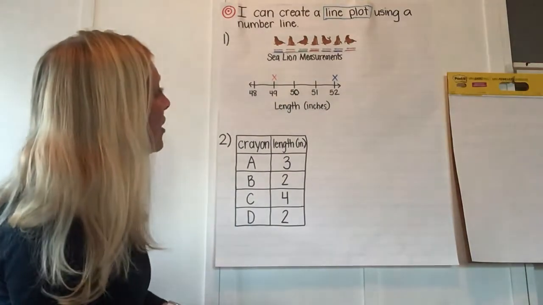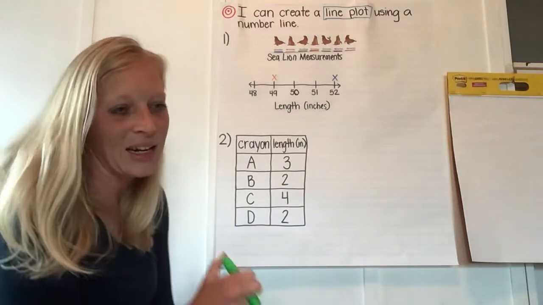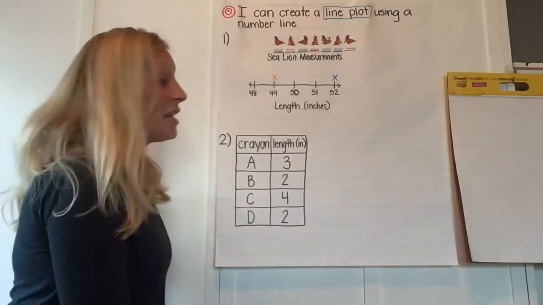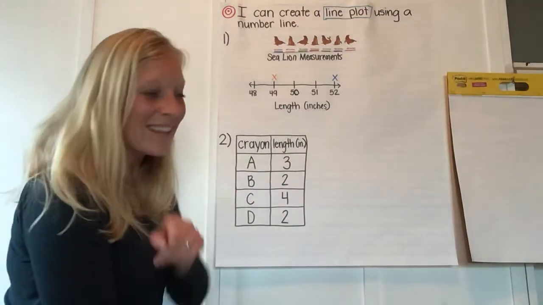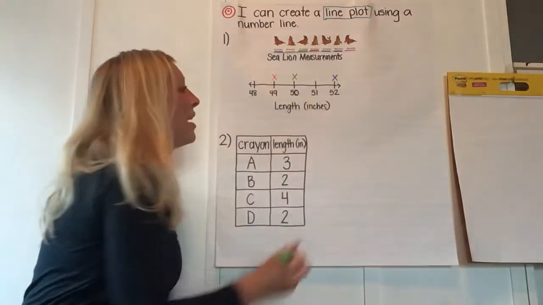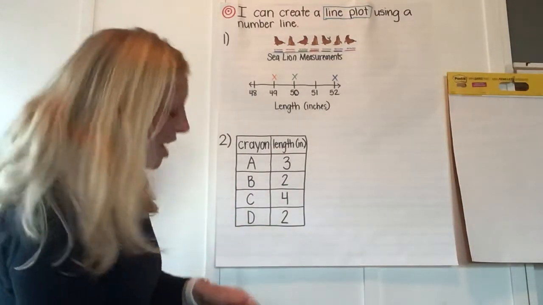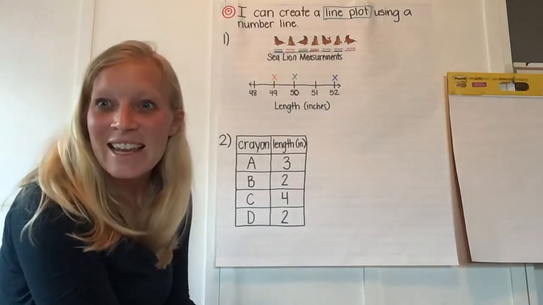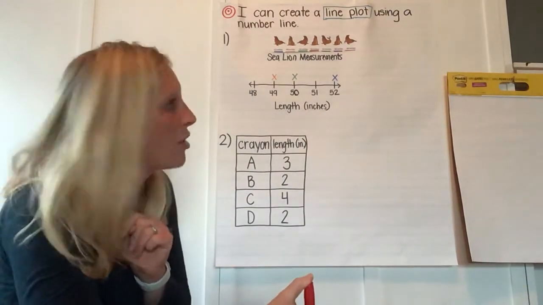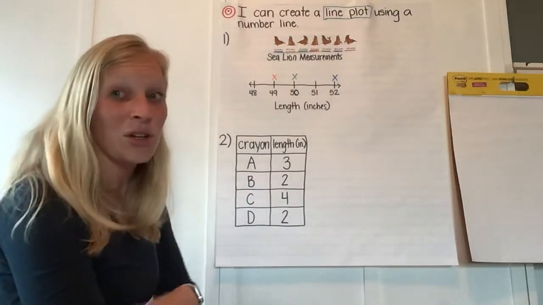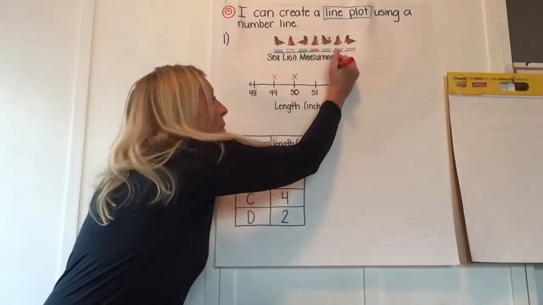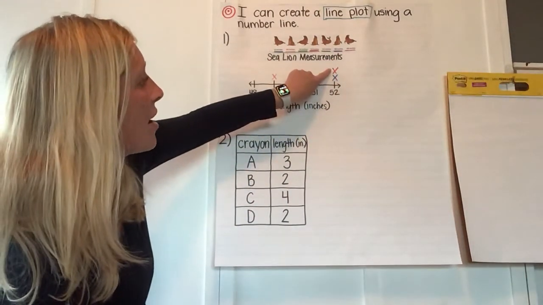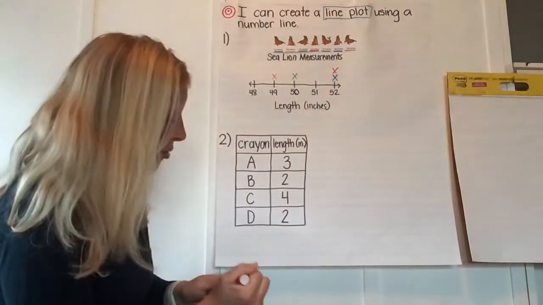Then I have my light green. And how long is my light green? Help me out, guys. How long is it? It's 50. So where am I going to put that X? Exactly. I'm going to put that X above my 50. Very good. How about this guy right here, my red? It's another 52. So here's what I want you to pay close attention to. I'm actually going to do another X above this 52. So I have my blue one that's 52 inches, and now I have my red one that's 52 inches. And I'm putting that right on top of it.